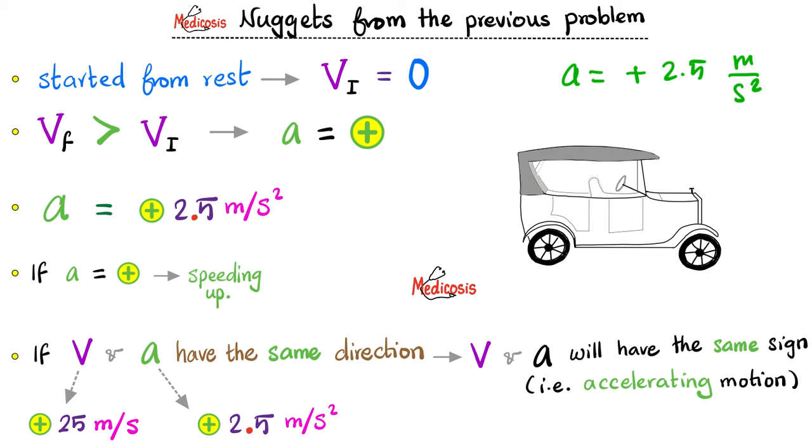Notice in the previous problem we started from rest, so V initial is 0. V final exceeded the 0, because we're accelerating. Acceleration had a positive sign because we're speeding up. Acceleration and velocity were both positive, because we're speeding up.